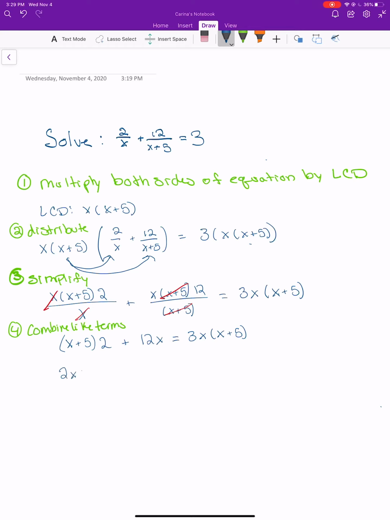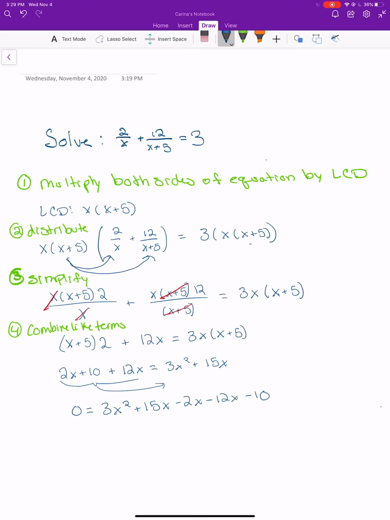So then you have 2x plus 10 plus 12x equals 3x squared plus 15x. So I'm going to go ahead and move everything to one side. So what way do I want to move it? I'm going to move all this stuff to this side. So we'll end up with 0 equals 3x squared plus 15x minus 2x minus 12x minus 10.